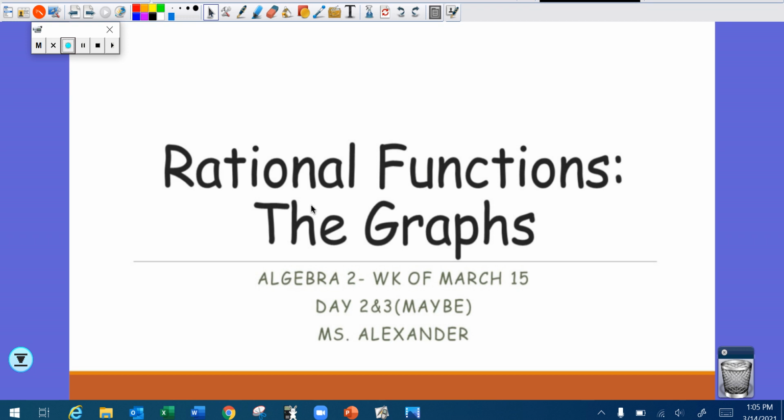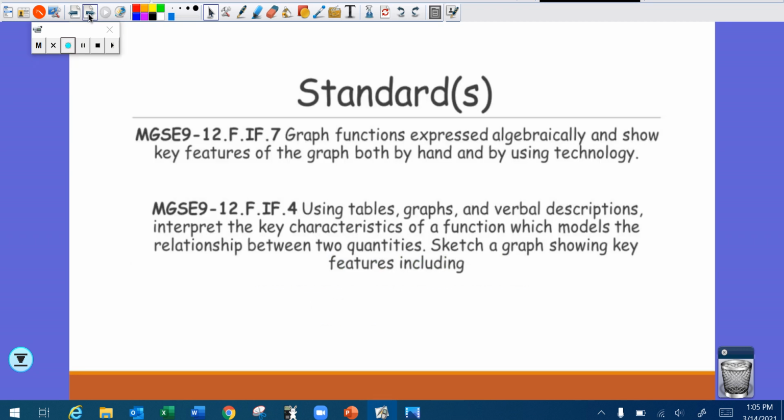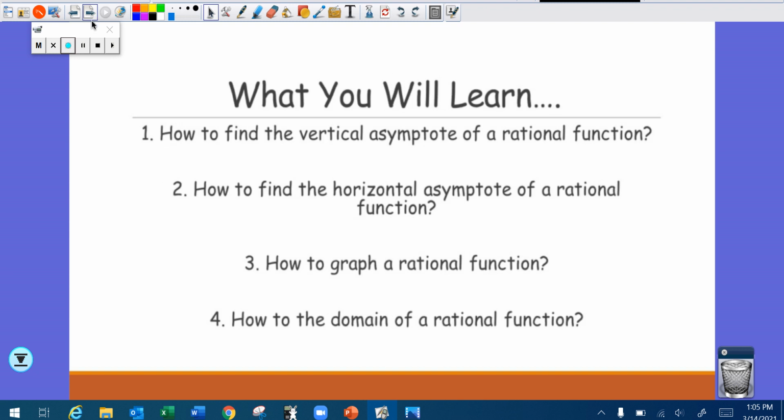Okay guys, so we're going to talk about the rational functions. We're going to go back to them and talk about the graphs of them and what they look like, what are their parts, and all that other good stuff. Okay, so what you're going to learn is how to find the vertical asymptotes of a rational function, how to find the horizontal asymptotes of a rational function, how to graph a rational function, and how to find the domain of a rational function.